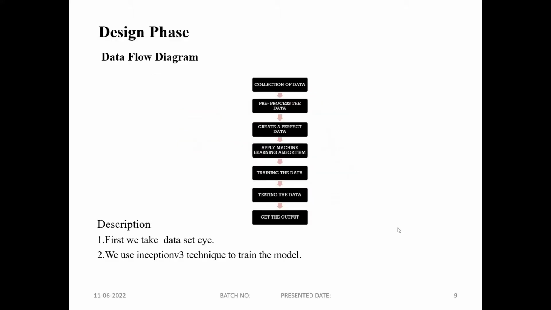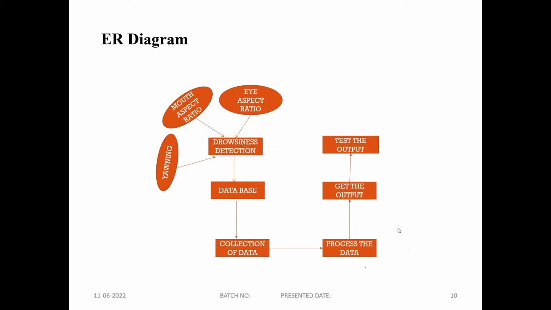Data flow diagram of the project. First, initially the collection of data takes place. After that, we pre-process the data, and then we create a perfect dataset, and then we apply the machine learning algorithm. After that, training the data is done. After that, testing the data is done, and then finally we get the output. This is the ER diagram of our project. After that, we are going to the implementation part of the project.